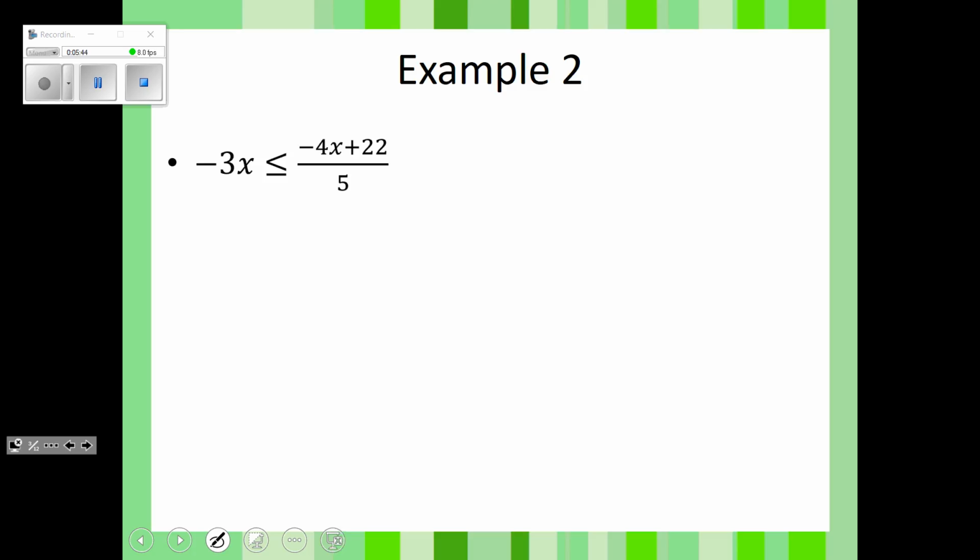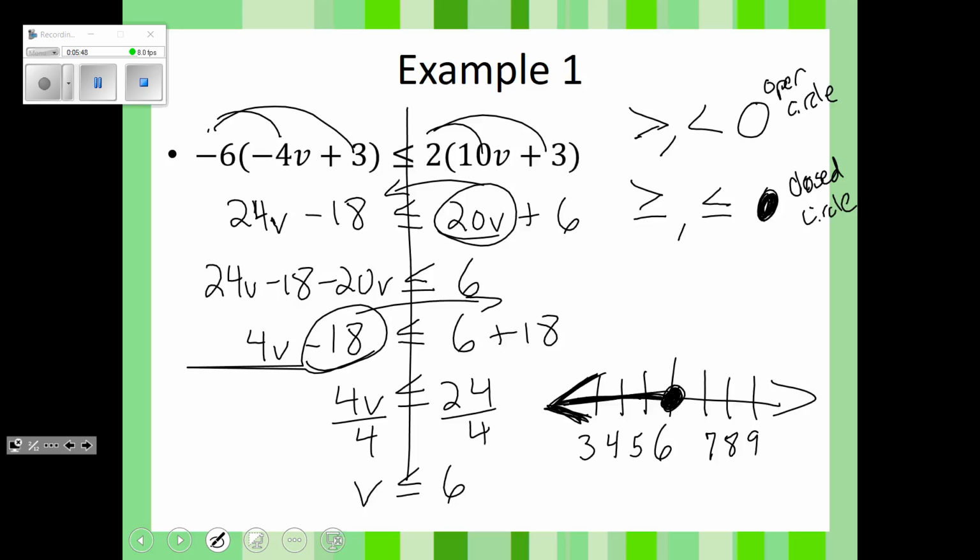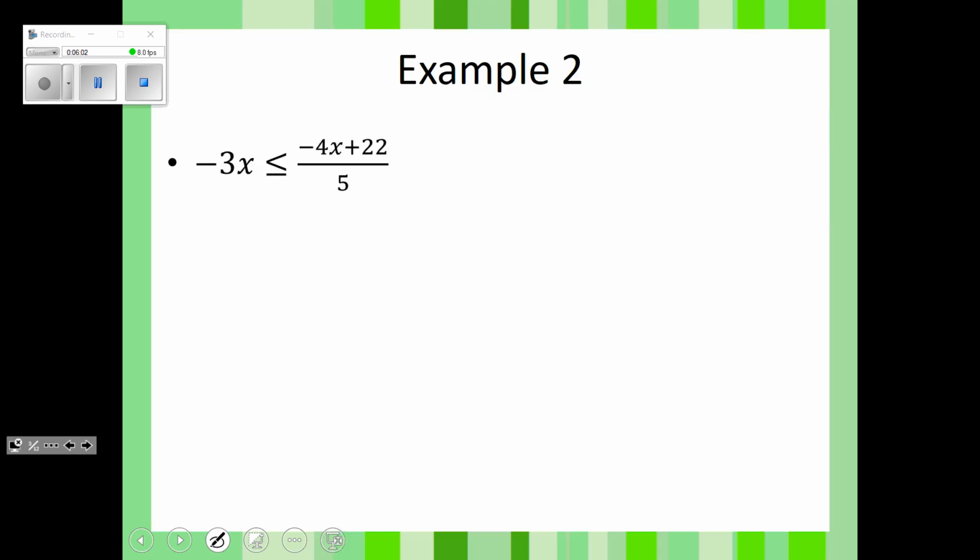You only have to flip your sign when you multiply or divide by a negative. So if I go back to this, what did I divide by? A positive 4. So you only have to flip your sign when you multiply. If I was dividing by negative 4 on both sides, then I would flip my sign. Okay, good question though. Good question.